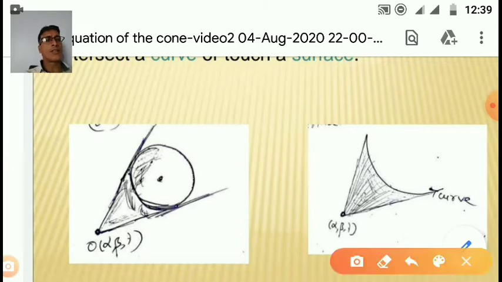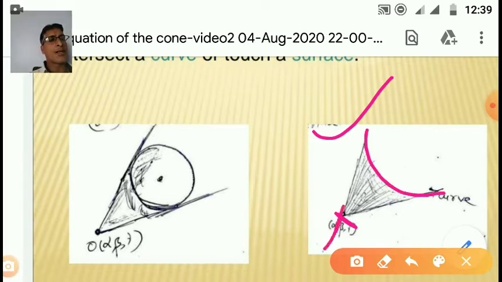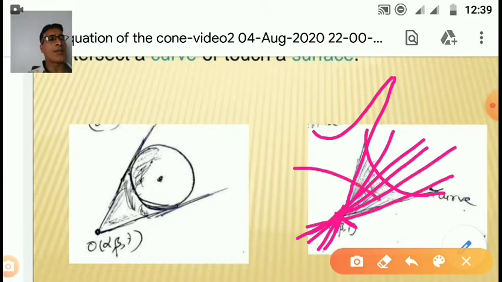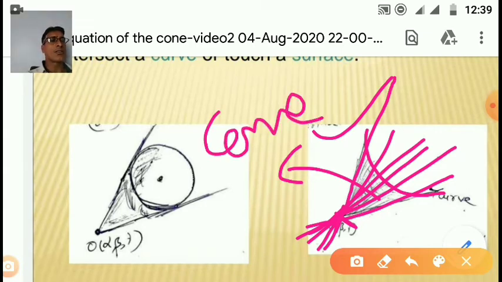See the second case. In this case, there is a fixed point and there is a curve. If you take a straight line passing through this fixed point and intersecting the curve, you can draw many such straight lines. All these straight lines form a curved surface. This surface is called a cone. Here also this surface is called a cone, and this straight line is called a generator. So there is not a unique generator, there are infinitely many generators to a cone.